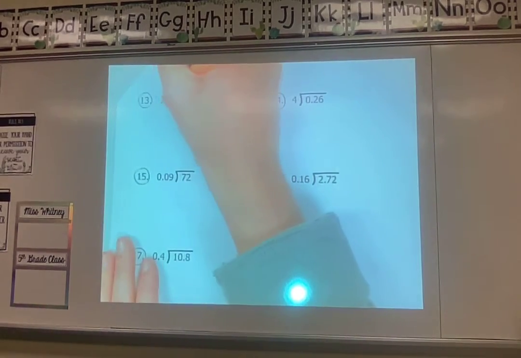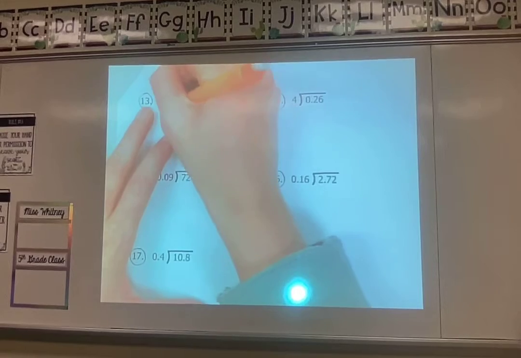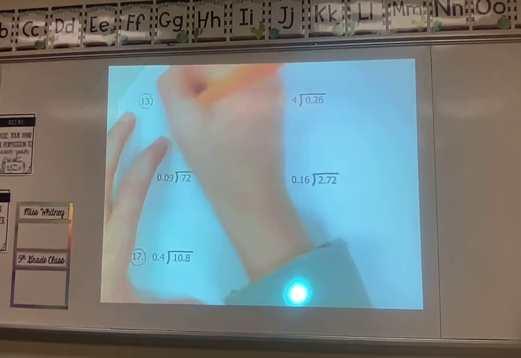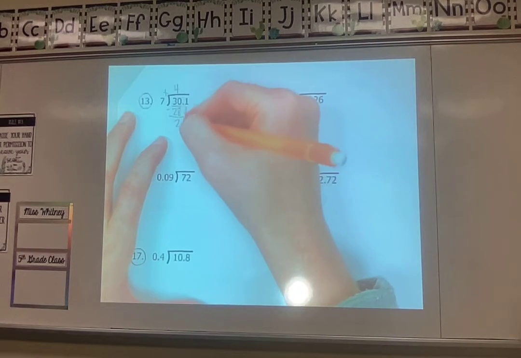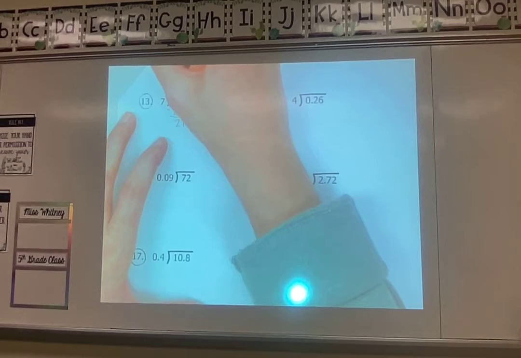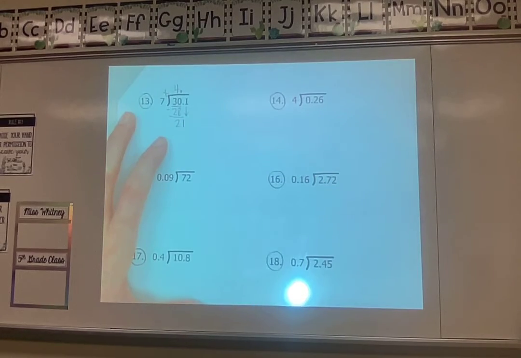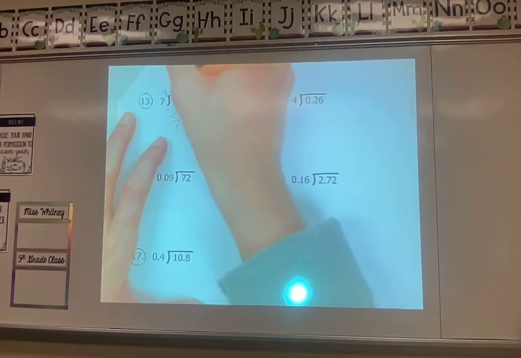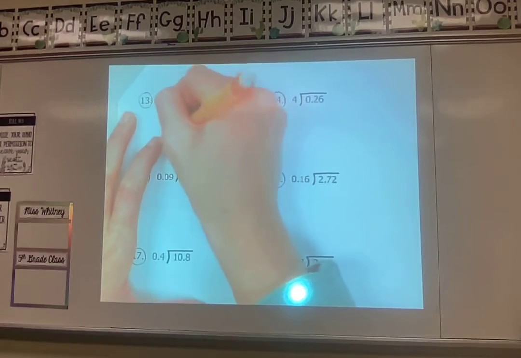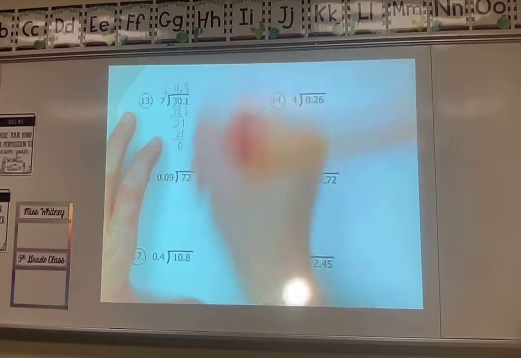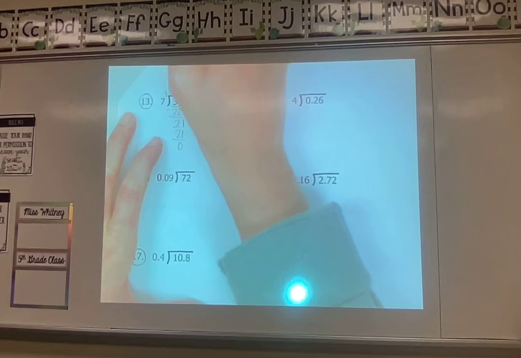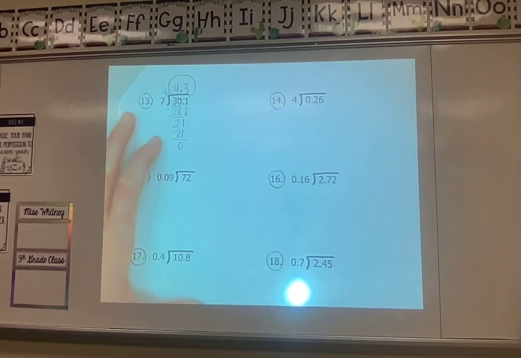7 into 30 would be a 4. 7 times 4 is 28. Subtract, that's a 2. Bring down the 1. As I bring that down, I should notice I passed my decimal point. So you need to copy your decimal up here, then keep going. 7 into 21 would be 3. 7 times 3 is 21, which gives me a 0. So 4.3. If you pass your decimal, you have to write it up top.